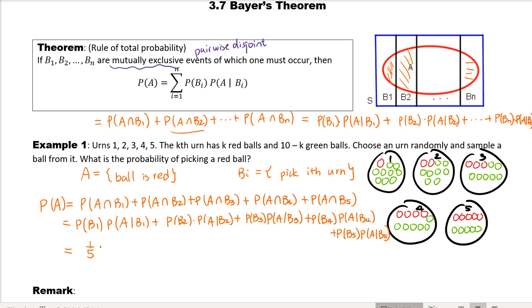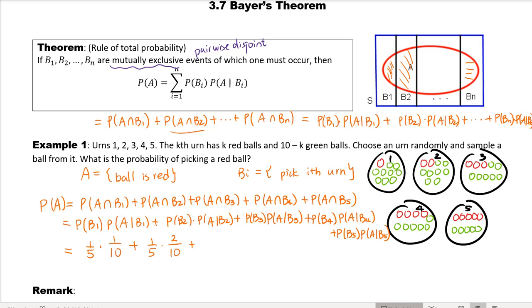And then P of A given B1. Well, notice that urn 1, the first urn, has 10 balls, and one of them is red. So the probability of getting a red ball from the first urn is 1/10. Okay, the second urn to be picked is also 1/5. But how many red balls are in there? We have 2 red balls, and it has 10 balls in it.